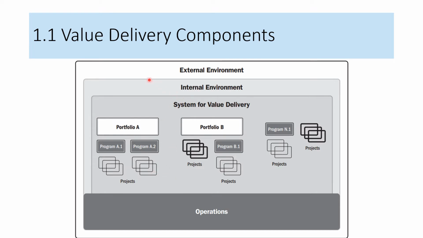And there are internal and external environments to the system. We will talk about what are the examples of internal and external environment in upcoming slides, right? So in a nutshell, a value delivery system comprises of certain portfolios, number of programs and projects and operations within the portfolio, right? Within multiple portfolios or sub portfolios within itself, and it is governed by internal and external environment.